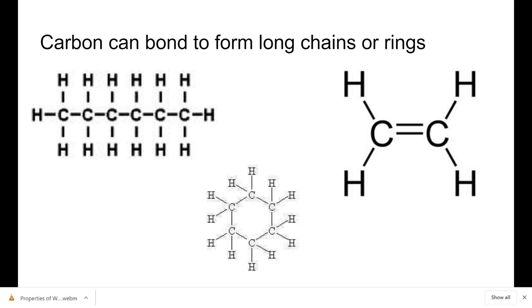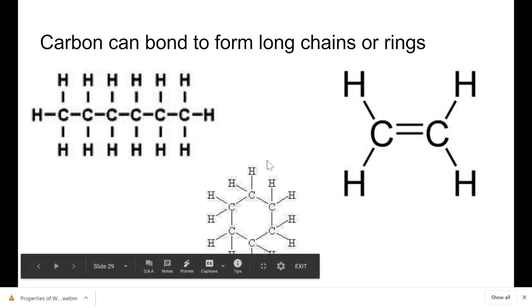So I can form long chains. This is a long carbon skeleton chain right here. This is a carbon skeleton ring right here. So it's very versatile in how it can bond.